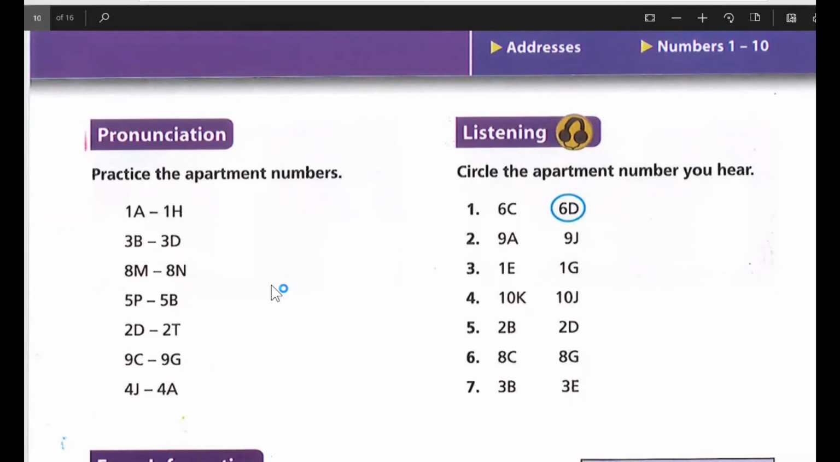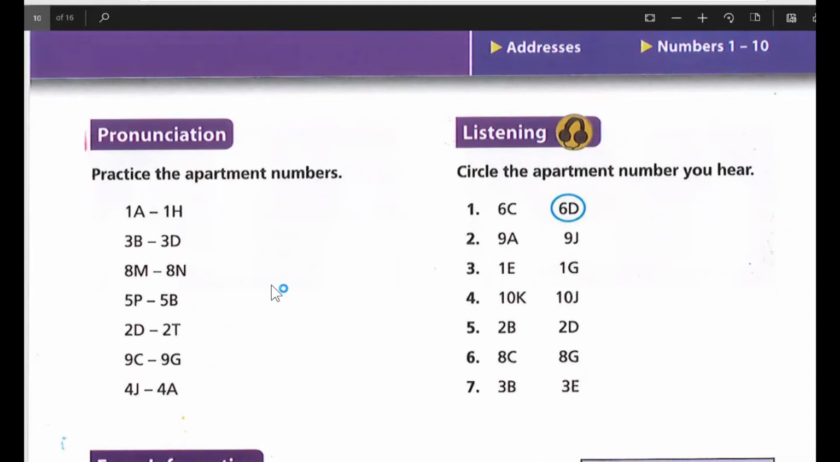Page 11. Listening. Circle the apartment number you hear. 1, What's your apartment number? 6D. 6D? Yes, that's right. 2, What's your apartment number? 9J. 9J? Yes, that's right. 3, What's your apartment number? 1E. Did you say 1E? Yes, that's right.